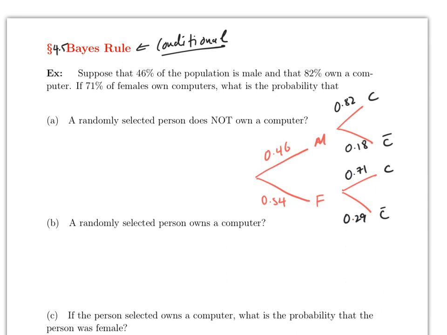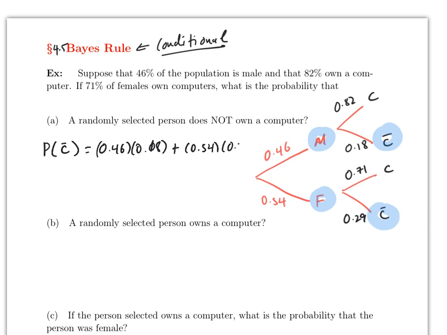The question is asking you what's the probability that the person doesn't have a computer. The only way to get to no computer means that it has to be male and doesn't have a computer, or female and doesn't have a computer. So all you have to do is multiply the probabilities. So the probability of no computer is 0.46 times 0.18 plus 0.54 times 0.29, and this is around 0.24.